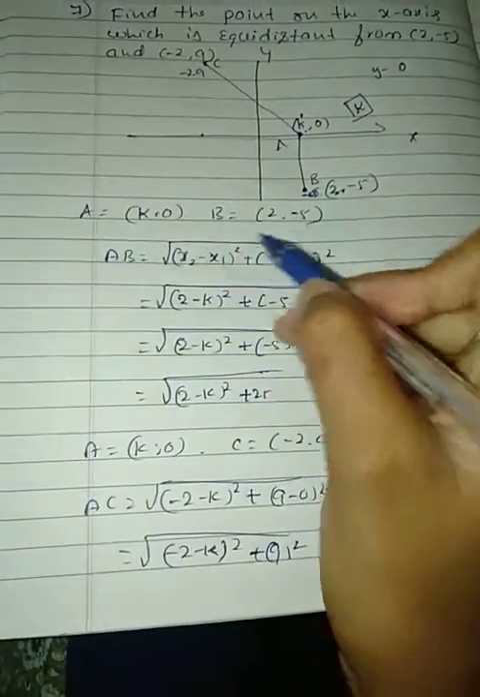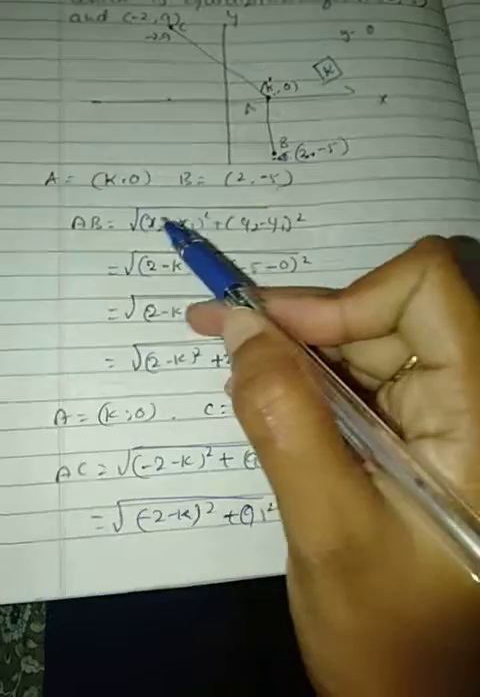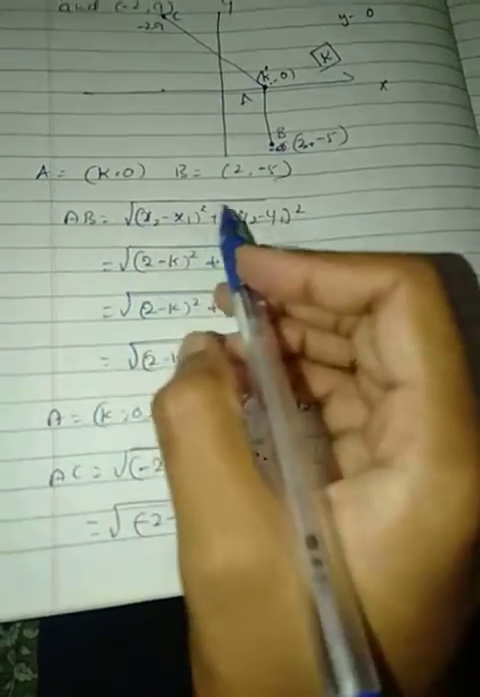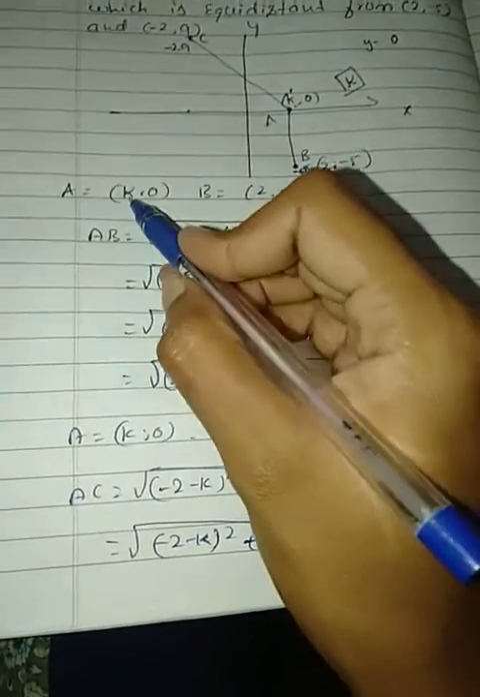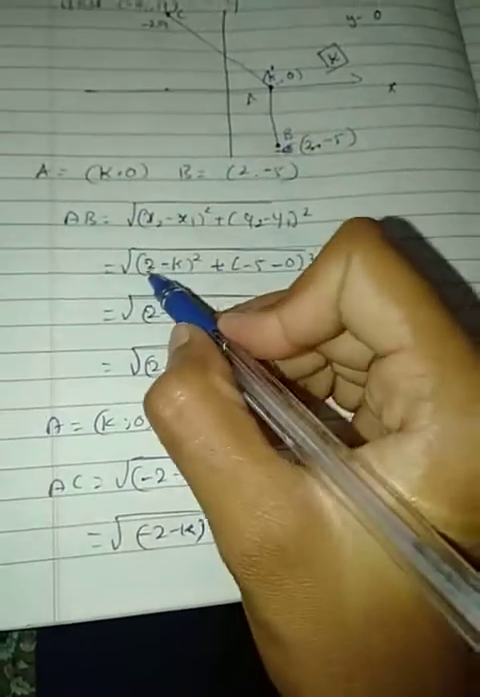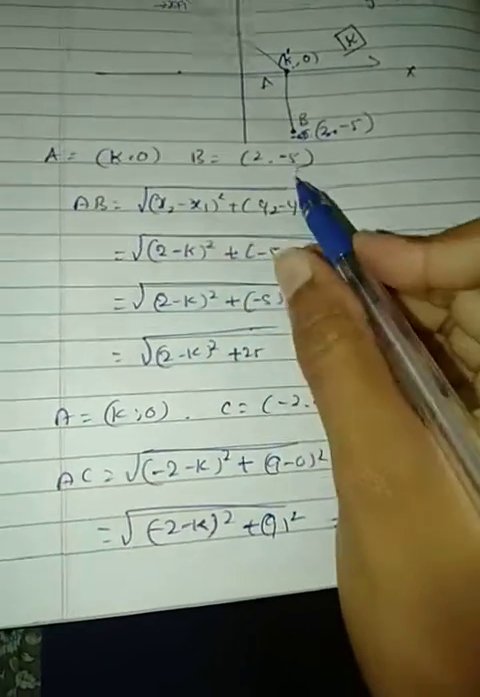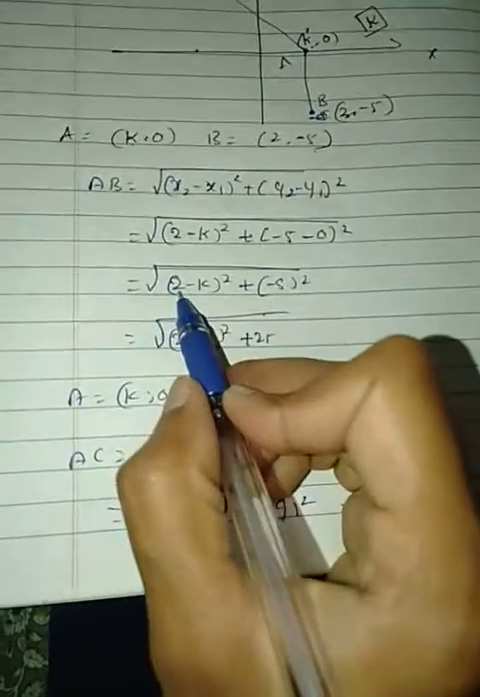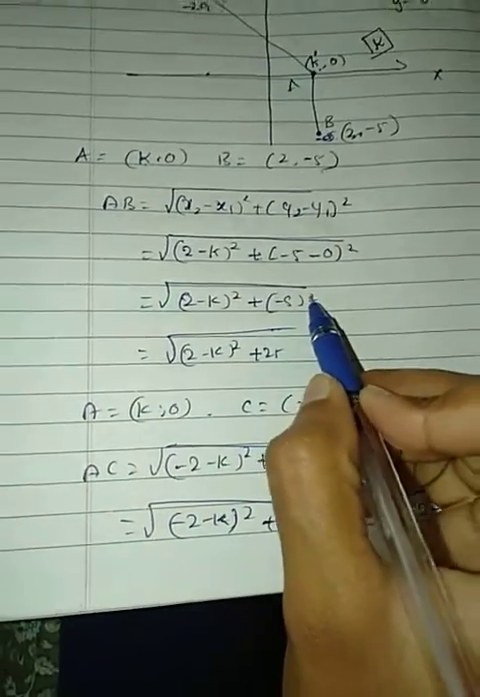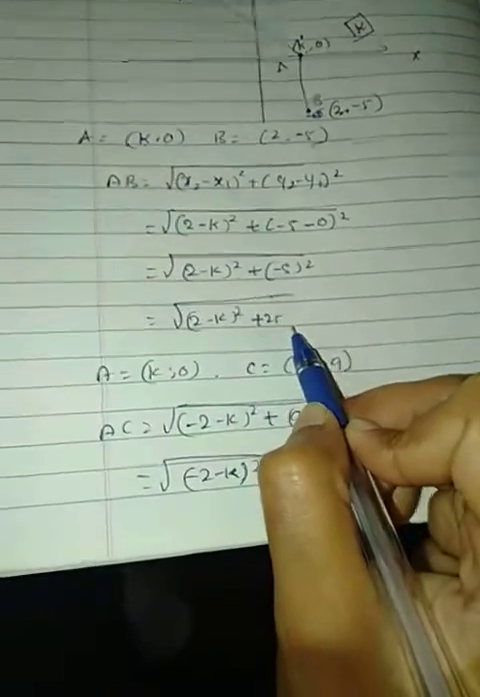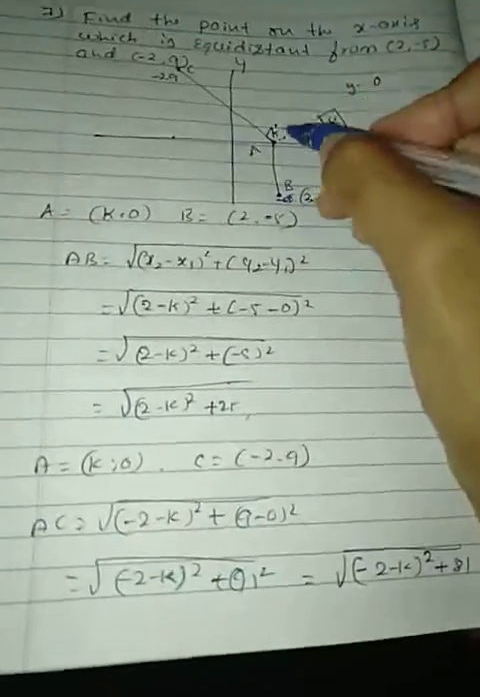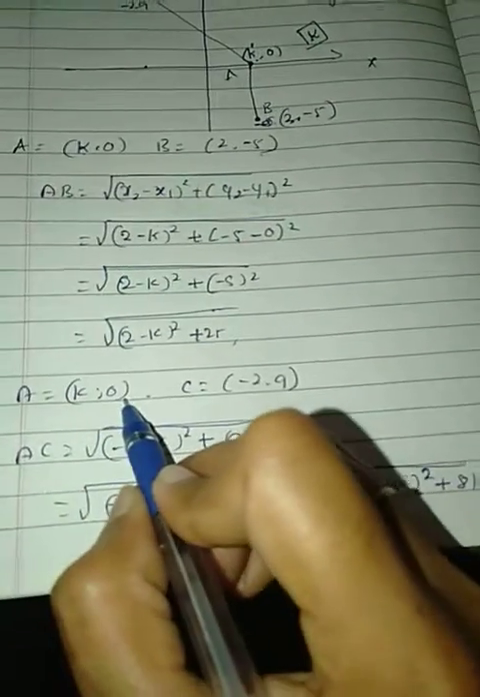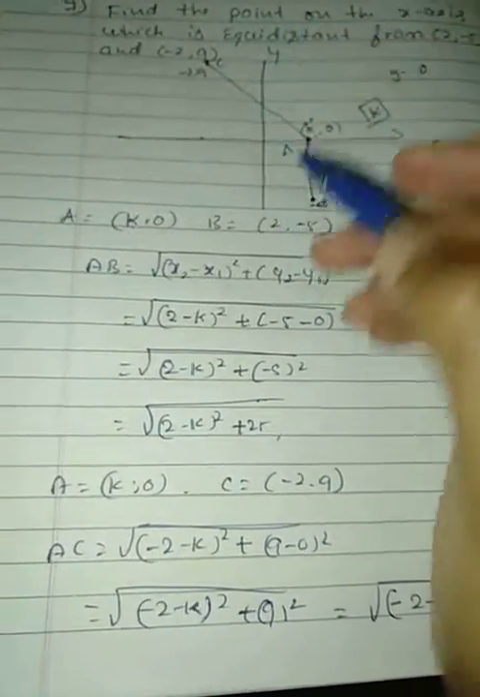So AB is square root of, we know the distance formula, (x2 minus x1) whole square plus (y2 minus y1) whole square. Here x2 is 2, x1 is k, so (2 minus k) whole square plus y2 is minus 5, y1 is 0, (minus 5) whole square. So (2 minus k) whole square plus 25. Okay, consider the next points, that is A and C.